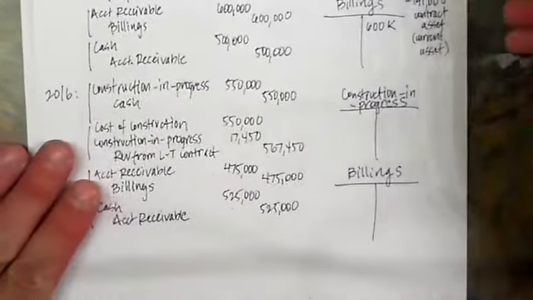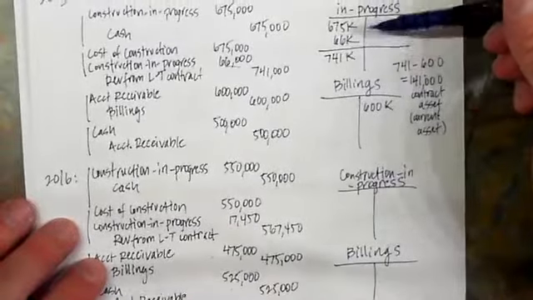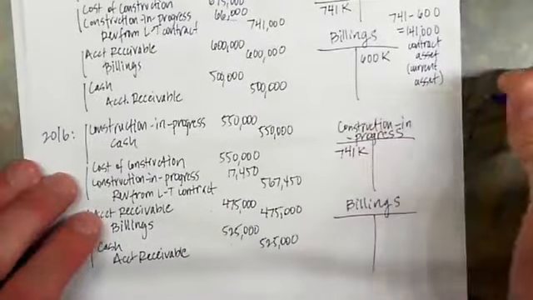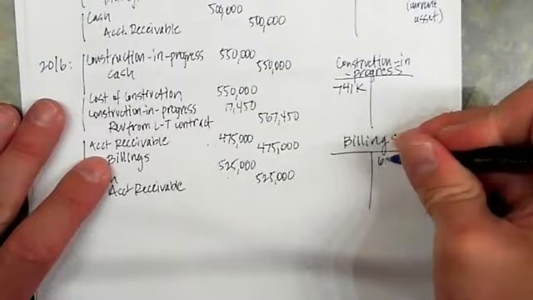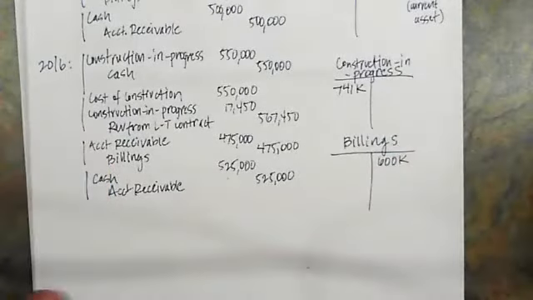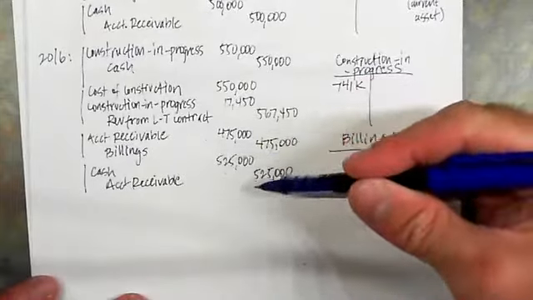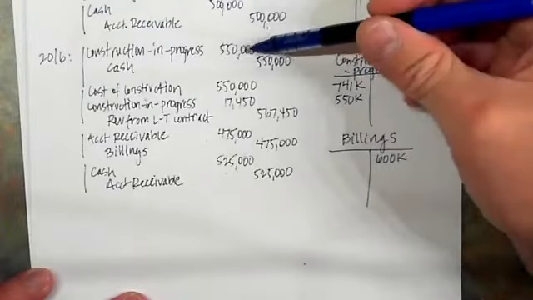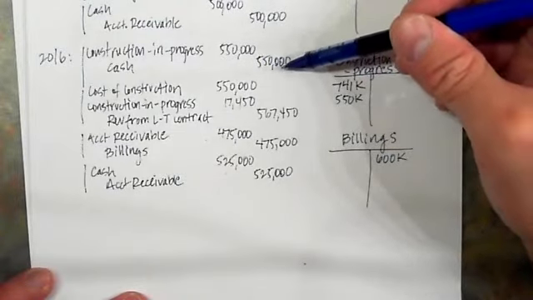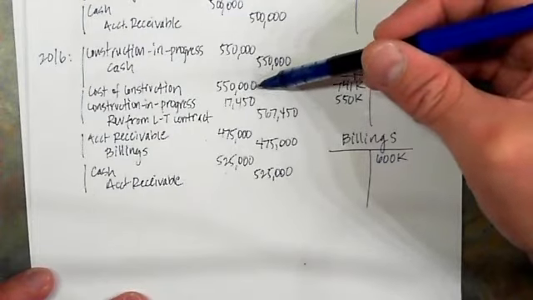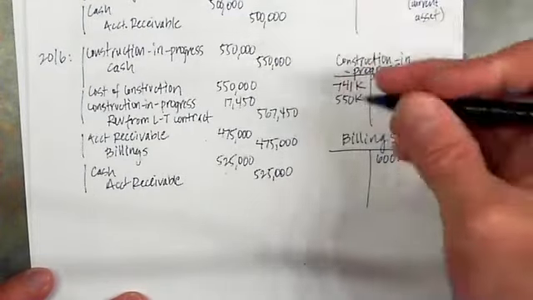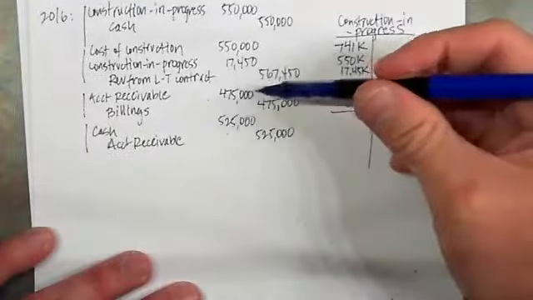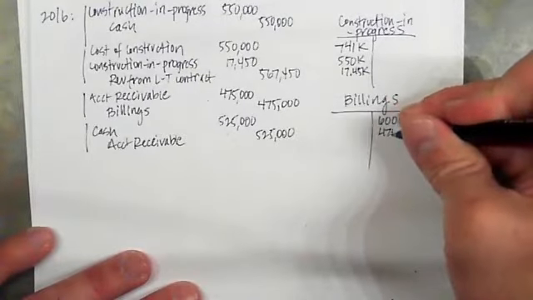Then in 2016, of course, remember to carry your ending balance. These are real accounts. They don't get closed. So this is going to be a $741,000 debit balance at the beginning of the year. This is going to be a $600,000 credit balance at the beginning of the year. And then we just add in whatever we've journalized throughout the year. $550,000 is the construction in progress account from any amounts we've spent. That was the current year costs. Current year costs and revenues give rise to gross profit of $17,450. And then we made additional billings for $475,000.